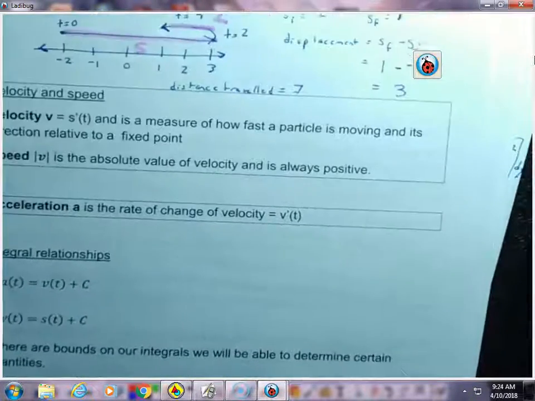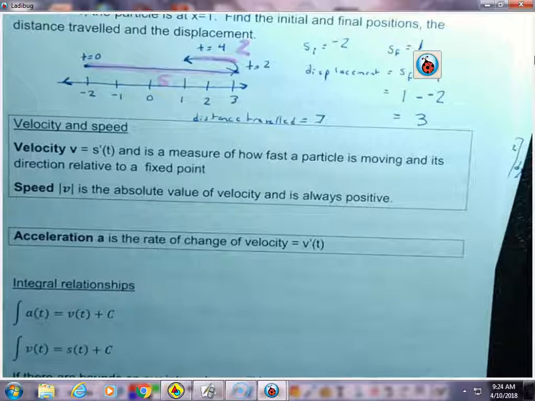Just a reminder, the difference between velocity and speed. Velocity, which is the derivative of position, or displacement if you want to look at it that way, is a measure of how fast the particle is moving relative to a fixed point. It does have direction. Generally speaking, positive is to the right, negative is to the left, or if you're doing up and down motion, positive is if you're launching it up, negative is if it's going down. Speed is just the absolute value of that.